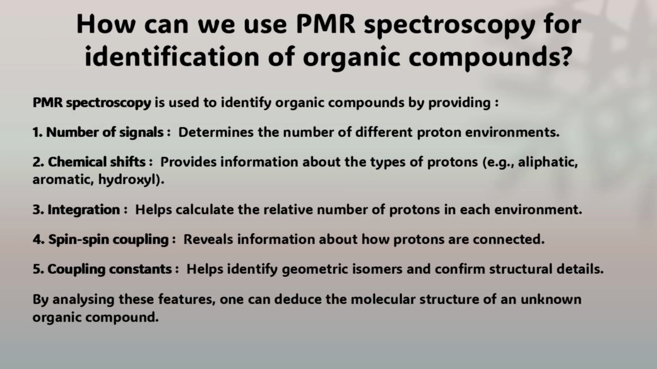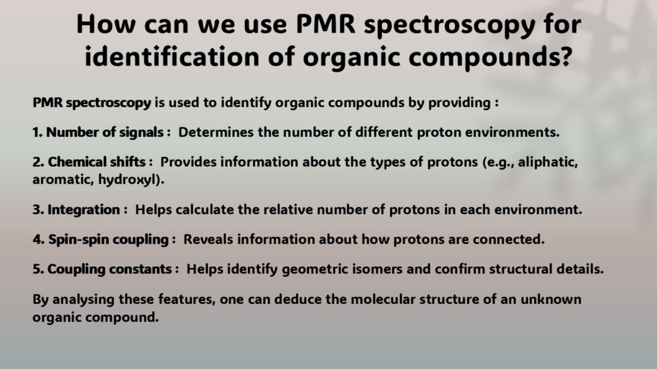The next question is question number 59. How can we use PMR spectroscopy for identification of organic compounds? Explain in detail. The answer to this question is, PMR spectroscopy is used to identify organic compounds by providing 1. Number of signals, which determines the number of different proton environments.